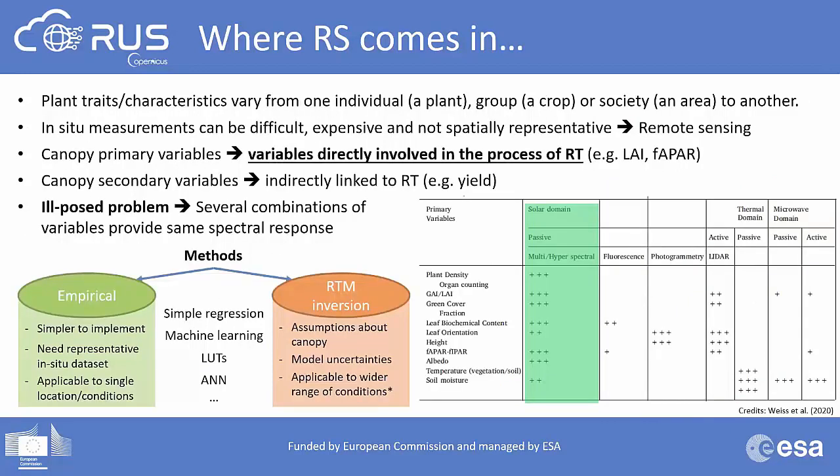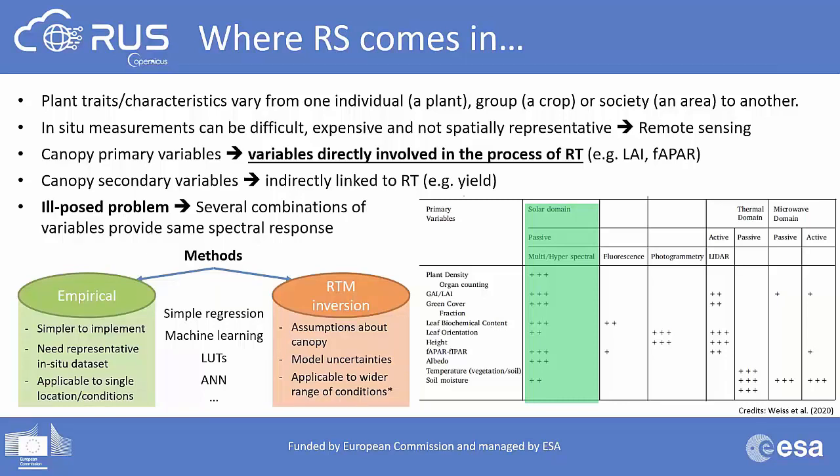Now, plant characteristics vary from one individual, a plant, for example, a group, such as crop, or society, for example, an area, to another. But this spatial and temporal variation is of crucial importance in order to determine plant health and status. As for many other applications, remote sensing provides a perfect tool here. As in situ measurements can be difficult and expensive, remote sensing provides an ideal tool to map these variances over time and space. In general, we can define two categories of variables that can be derived from remote sensing.